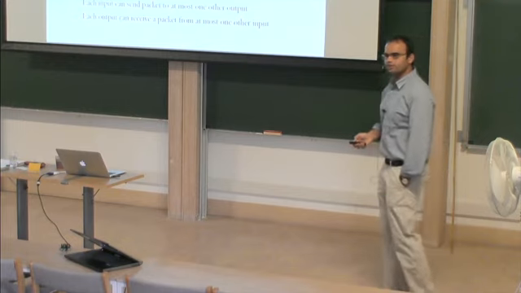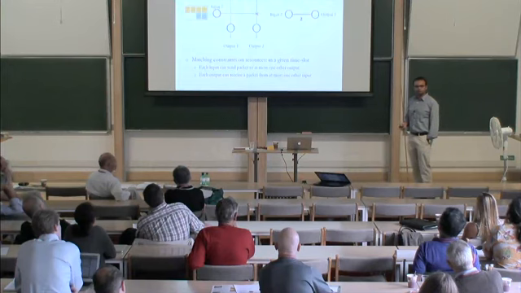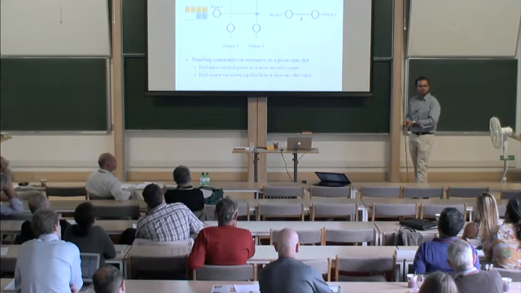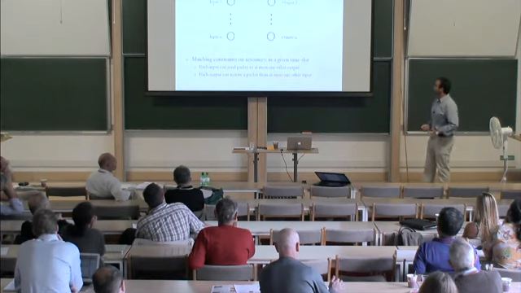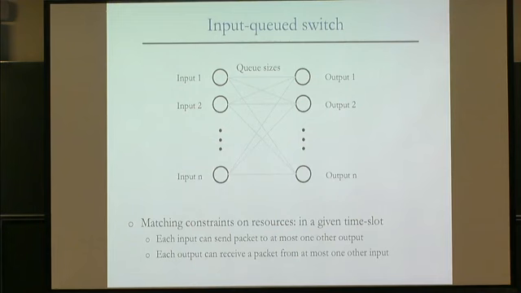Any questions about the basic model definition? I'm going to introduce a little bit of stochastics in a second, but before that. Okay. All right, so in general, it will be an n cross n switch. I'll restrict most of the talk to the 2 cross 2 example.